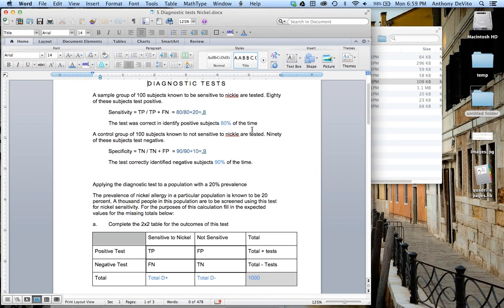So I made up a fake population here to make the numbers a little more friendly. Because the prevalence is increasing, there's some interest in a diagnostic test. Rather than go to the allergist and do a patch test for a million different things, a nice simple test for nickel sensitivity would be pretty valuable, right?